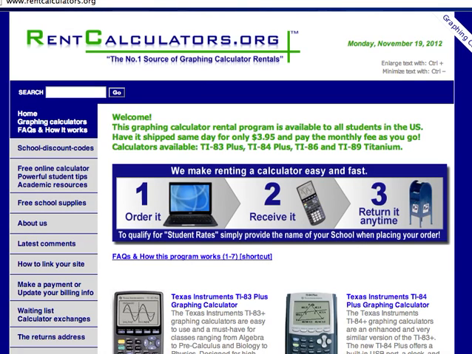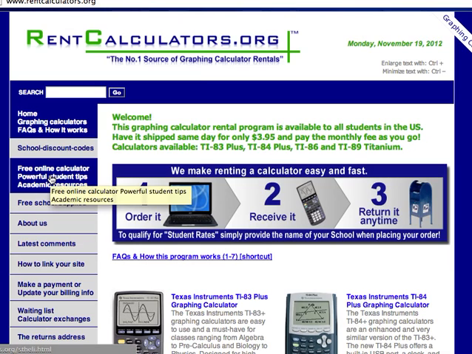Now you're going to notice on the left side, there are a lot of choices. You want to take that second one down, that free online calculator. Okay? You see that one? Free online calculator. That's what you need to click. Okay, so you need to make sure everybody gets to rentcalculators.org. And then click the free online calculator.